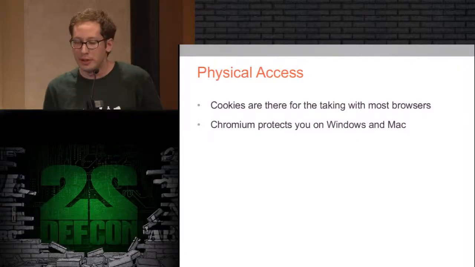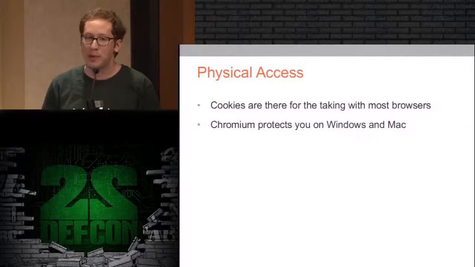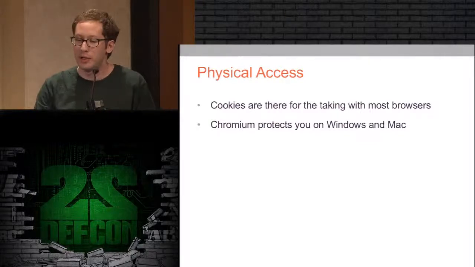So the first one, which I alluded to earlier, is physical access, which is someone gets access to your powered off machine. You don't have disk encryption on. They turn it on, and they read your cookies. Chromium actually protects you from this on Windows and Mac due to the encryption. So that's pretty cool. That's novel. That did not exist until 8 months ago. So that's pretty cool.